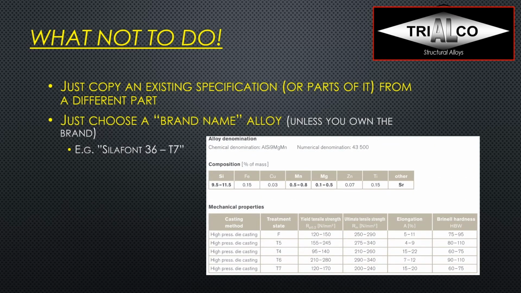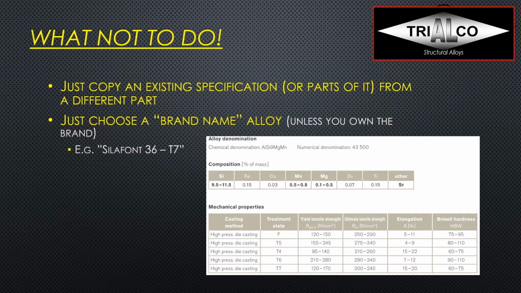The next thing is, I mentioned that before, just choose a brand name alloy. Unless you own the brand, of course. So if you are Mercury, then you might just want to specify a Merc alloy because that's what you make yourself and you use, of course. But if you're not the owner of, let's say, the Silafon 36 alloy, then you might not want to put just the brand name on it, because even if you specify Silafon 36 T7, if we look at the properties here, they can be anywhere between yield strength 120 and 170, tensile 200 and 240, and elongation 15 to 20%. What exactly did you want?